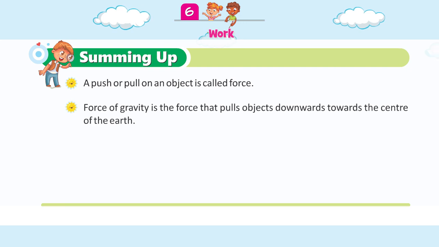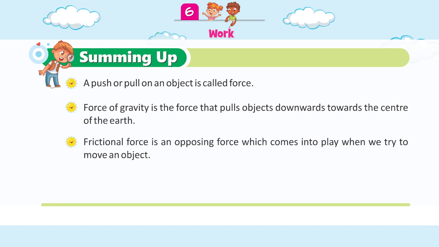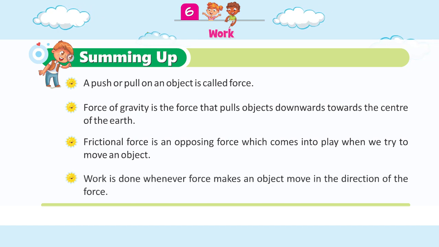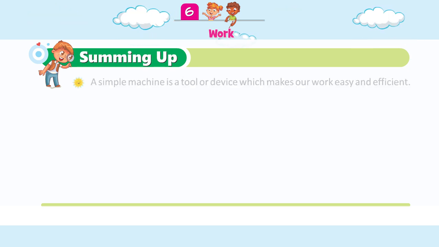Summing up: A push or pull on an object is called force. Force of gravity is the force that pulls objects downwards towards the center of the earth. Frictional force is an opposing force which comes into play when we try to move an object. Work is done whenever force makes an object move in the direction of the force.